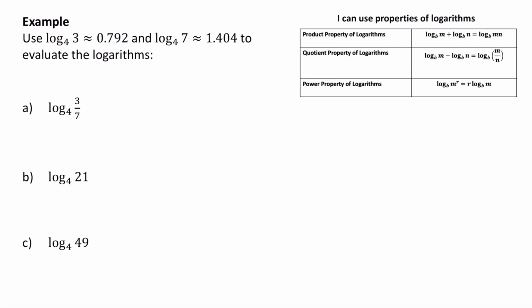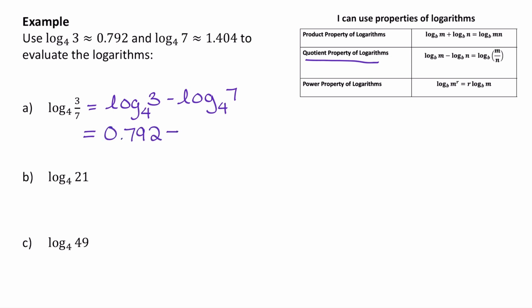What happens sometimes is they'll give you numerical values. Here it gives you numerical values for the log base 4 of 3 and the log base 4 of 7. What we can do is use that to evaluate other logs using our properties. For example, if we have the log base 4 of 3 over 7, we can use our quotient property backwards to rewrite this as the log base 4 of 3 minus the log base 4 of 7. The log base 4 of 3, we know that value, is 0.0792, and then minus the log base 4 of 7, which is 1.404.